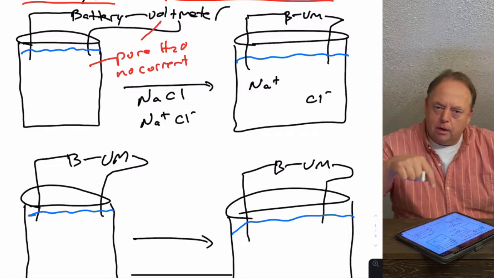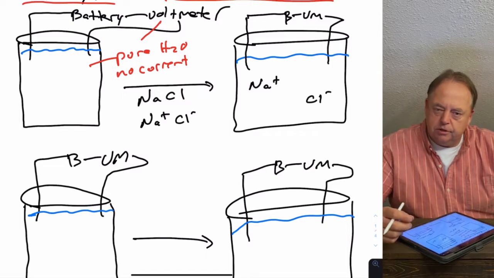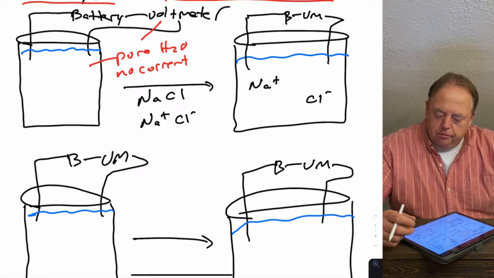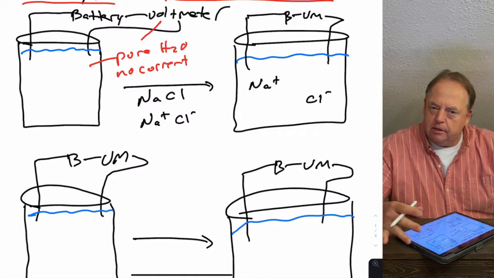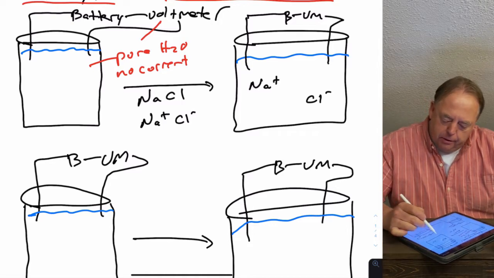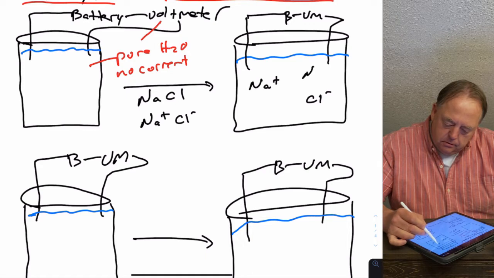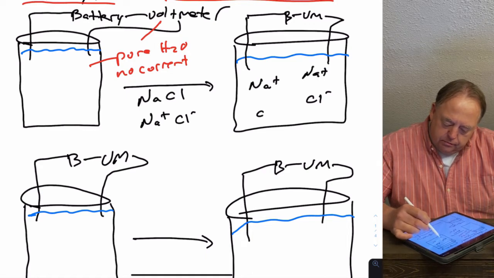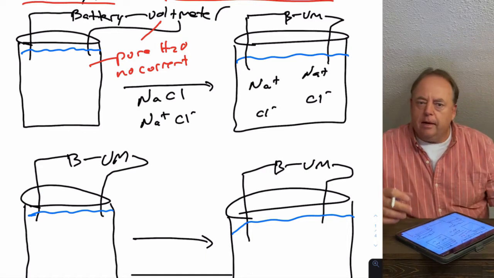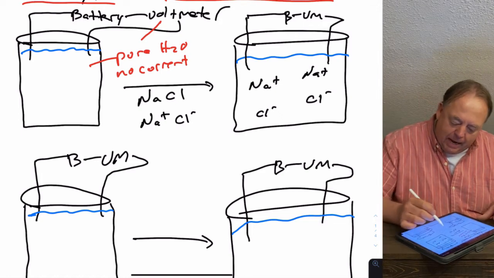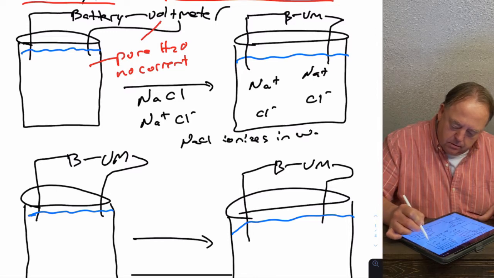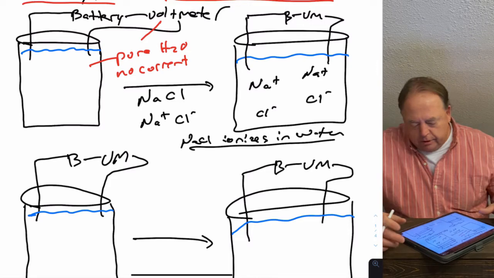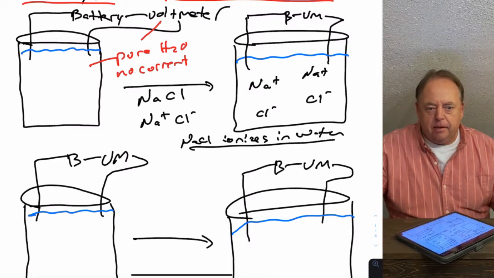They would be surrounded by water molecules with the oxygens pointing towards the sodiums, and the chlorides would be surrounded by water molecules with the hydrogens pointed towards the Cl- so that they could hydrogen bond with each other. But the point is that they separate. So you have free sodiums and free chlorides floating around in solution. So it ionizes. That just means when it dissolves, the cations separate from the anions.